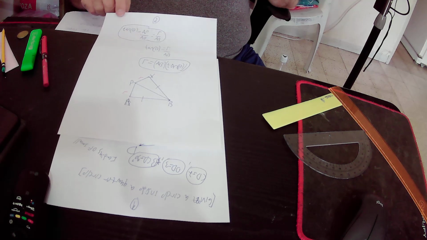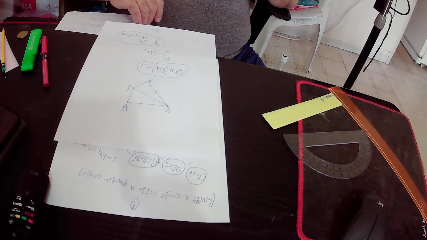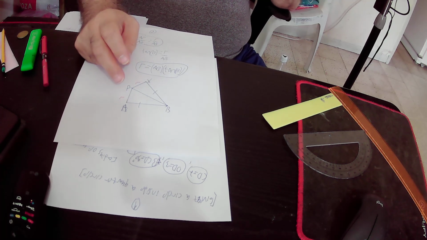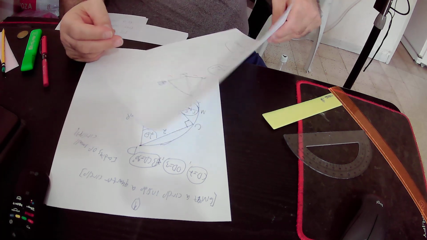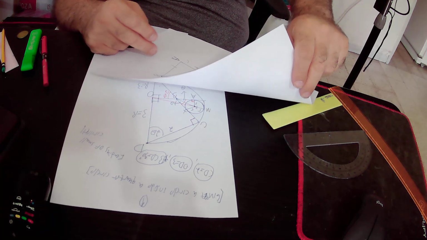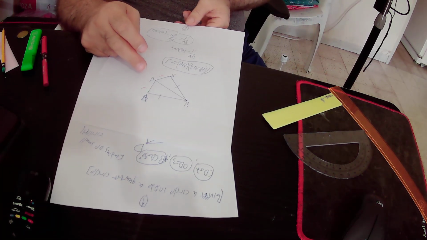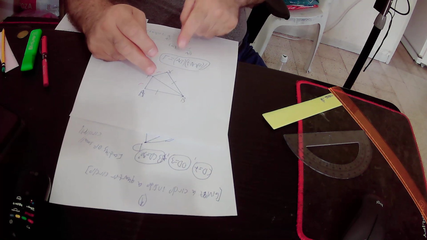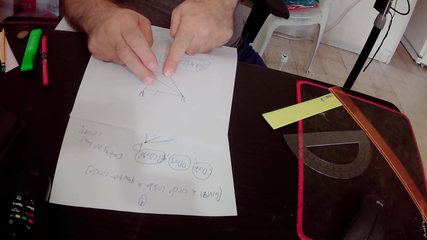Okay, in the next step I drew again those two triangles, triangle PAB and triangle PXB. I proved that those two triangles are congruent to each other.